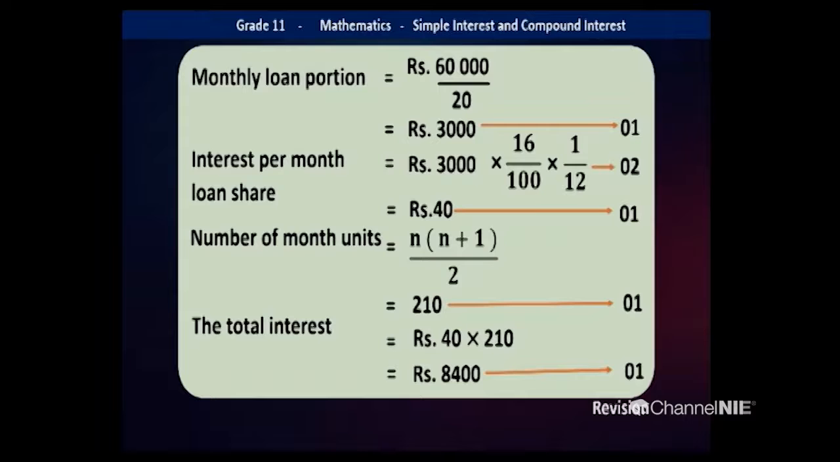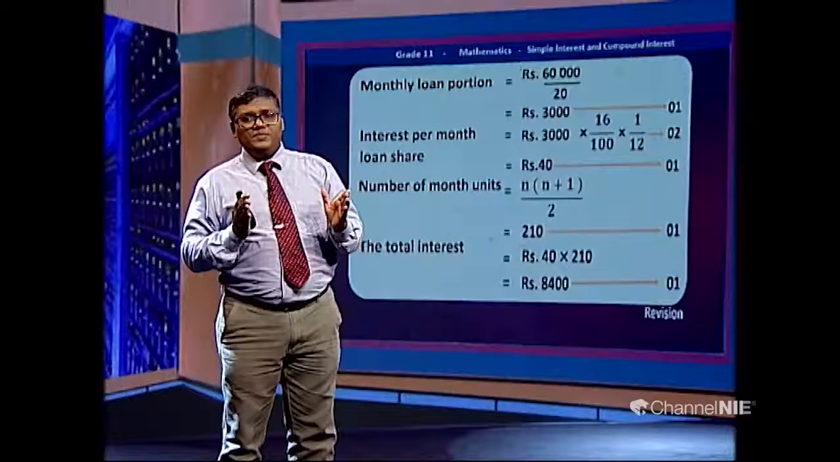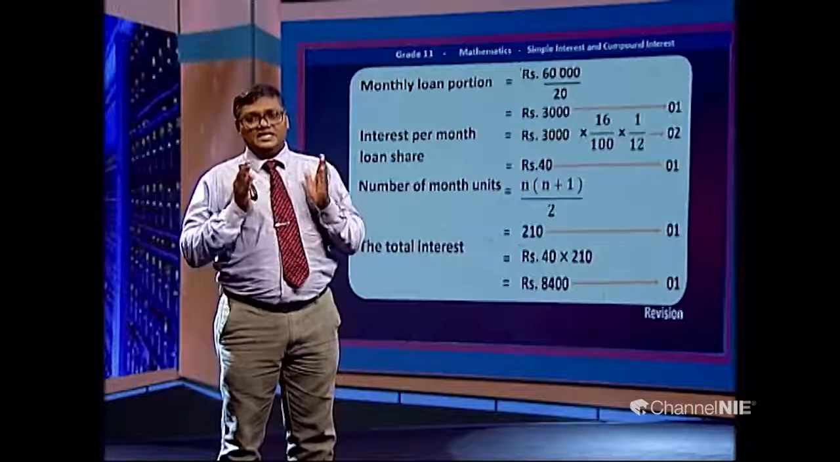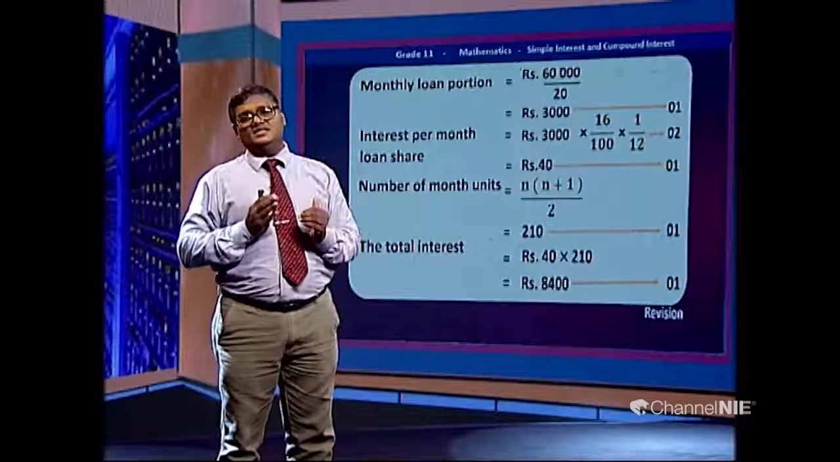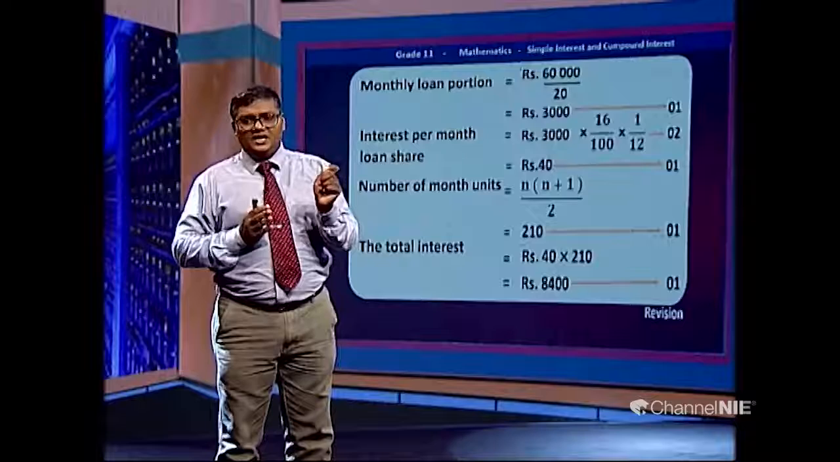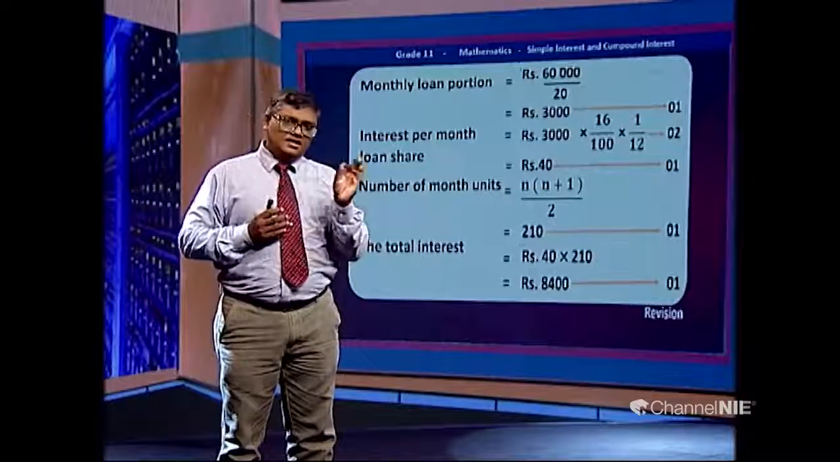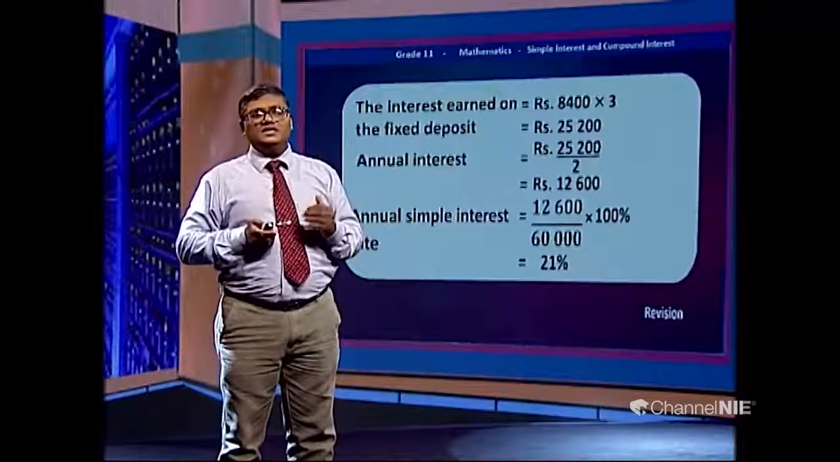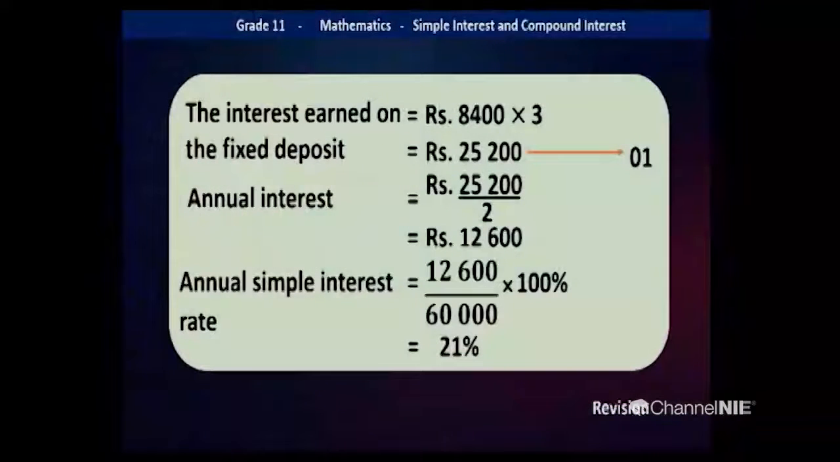What we did? Now here I take all those answers to one place. If you write the exam paper, your answer should be like this. Your exam paper answer should be like this. Then the teacher can mark it in the proper order and give marks. Then when we proceed, interest earned on fixed deposit, rupees 25,200. I explained all those calculations.